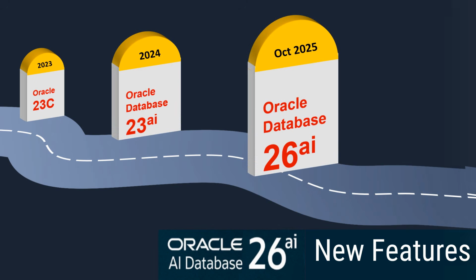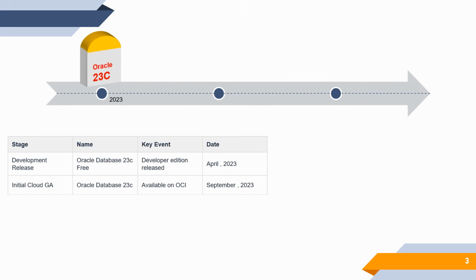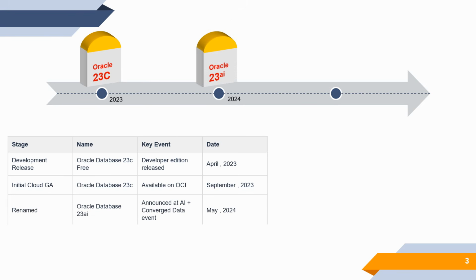Let us take a quick look at the version timelines. Oracle 23C was first released as a developer edition in April 2023. Following that, the general availability release of Oracle 23C version was available from September 2023 onwards. Then Oracle renamed the database as 23 AI, introducing AI features, in May 2024. Following that, Oracle 23 AI was further rebranded as Oracle AI Database 26 AI with additional AI specific enhancements starting from October 2025 onwards.